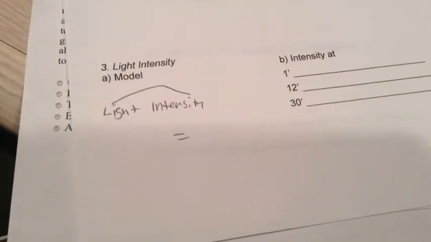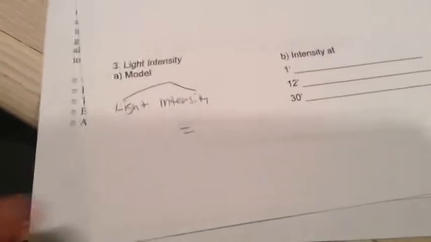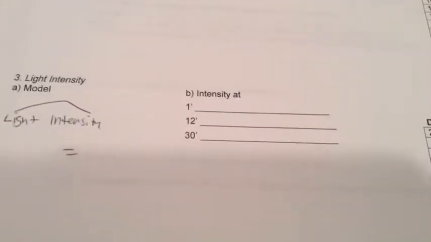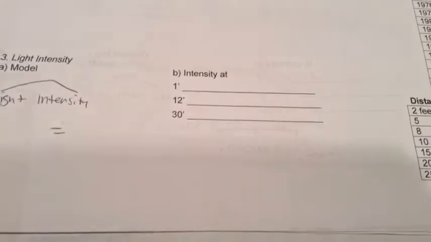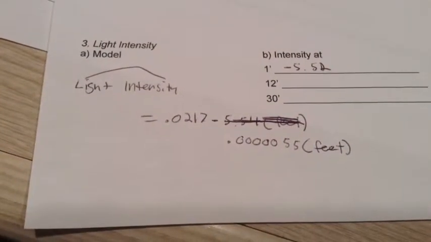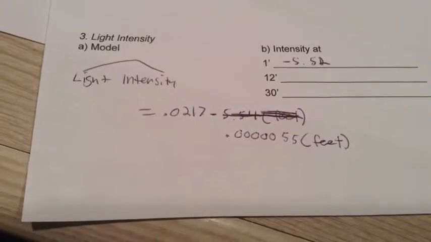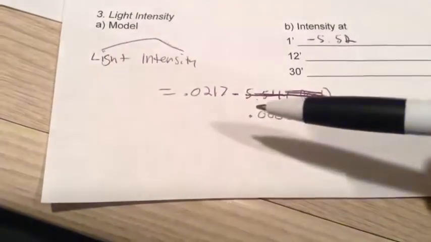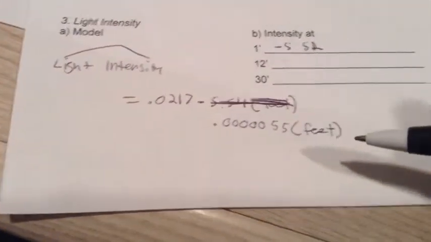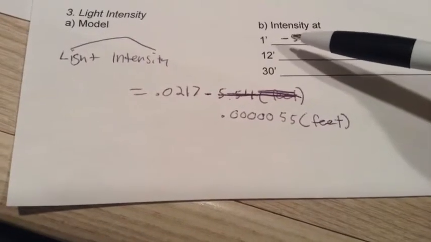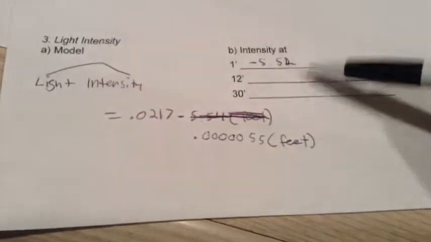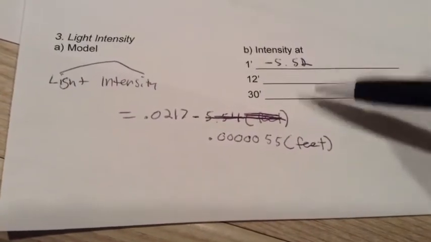Now you're going to go ahead and create your model, and once you've done that, you can calculate what the intensity will be at 1 foot, 12 feet, and 30 feet. Now I am having calculator issues, so basically once you get your equation, and this is not the correct equation, all you do is plug in 1, 12, and 30 for feet and calculate it, and then you'll get your values for each data point.